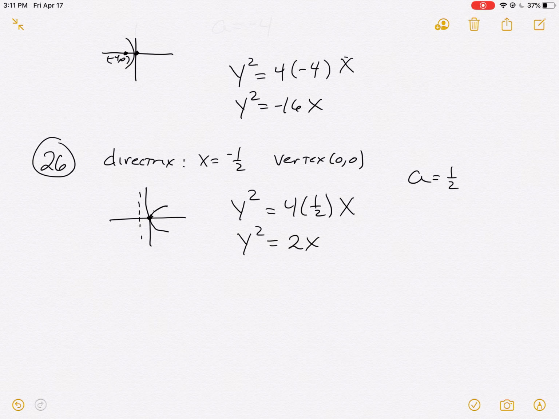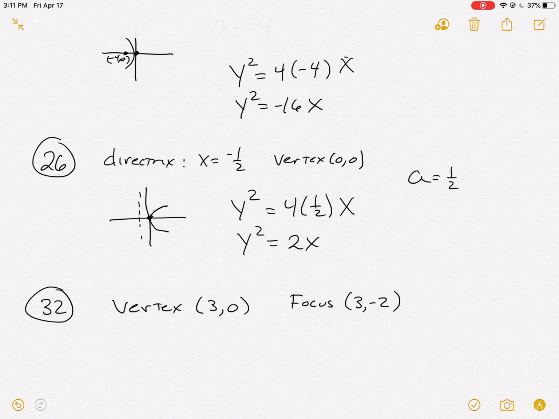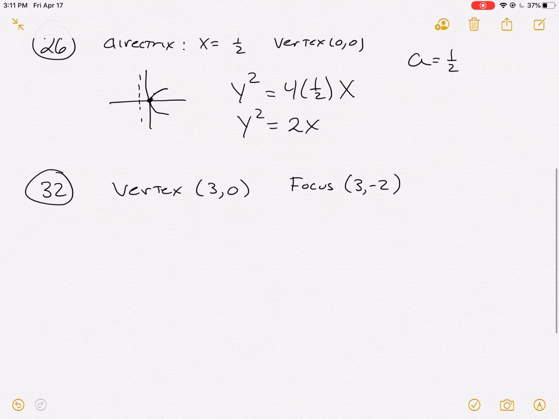The last example that I want to do in this set is number 32. They're all very related to one another. This time it gives us a vertex different than 0, 0, which is awesome. The vertex is 3, 0. The focus point is at 3, -2. So let's draw it. Any question that you have can be answered if you draw the picture. So let's go find our vertex. 1, 2, 3, 0. And our focus is at 3, -2. Well, 3, -2 is down here.